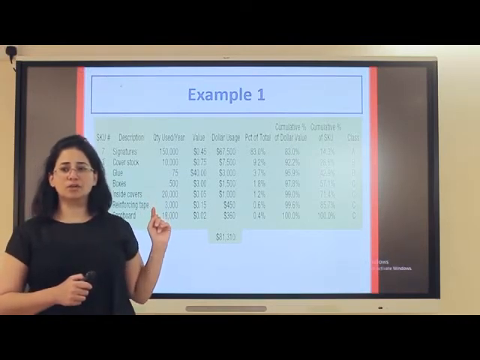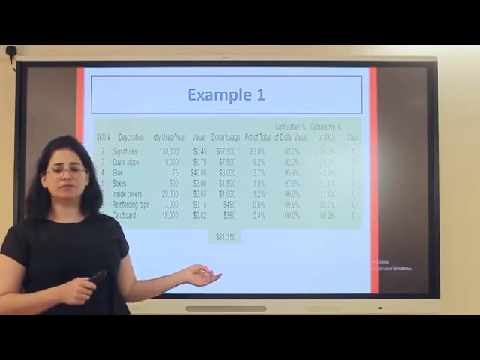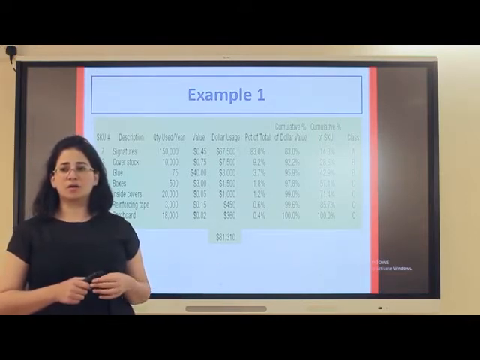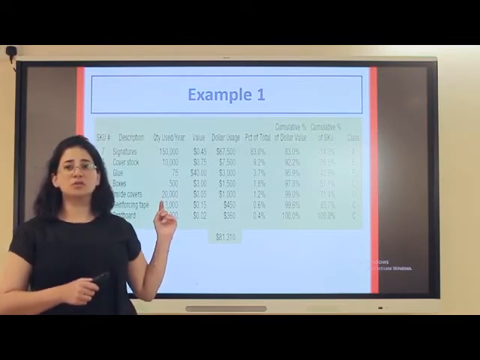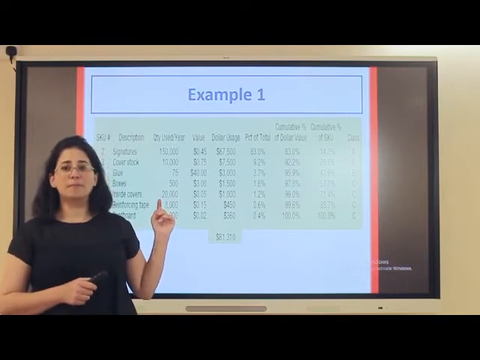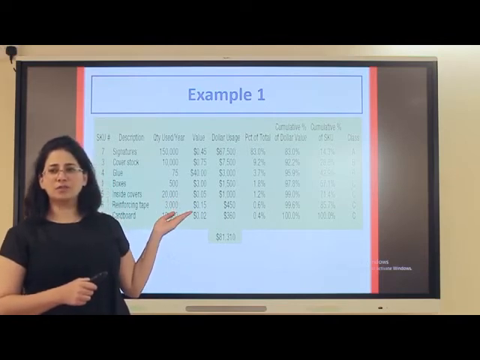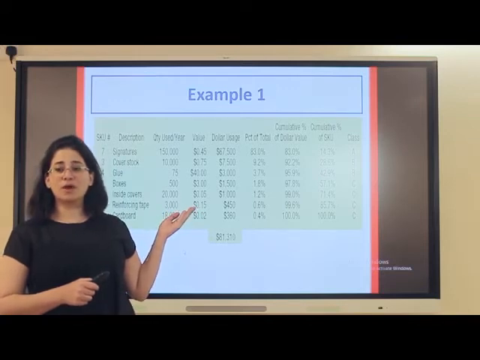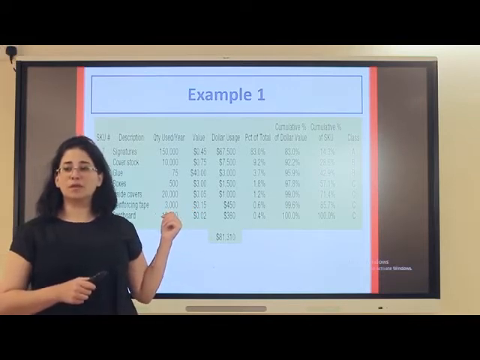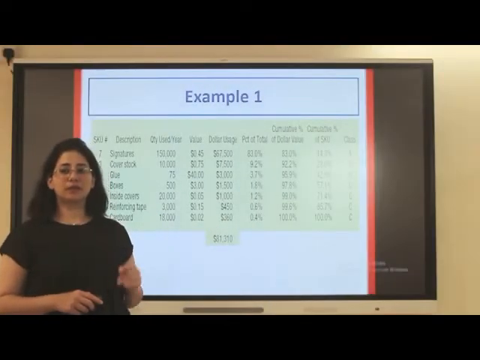The highest dollar usage is for SKU number 7, the signature, and the lowest is for SKU number 2, the carbon. Now, we have to calculate the percentage dollar usage of the total by dividing the dollar usage by the total dollar usage. For example, for SKU 5, 1,000 over 81,000 will be 1.2%. This table shows the calculation.